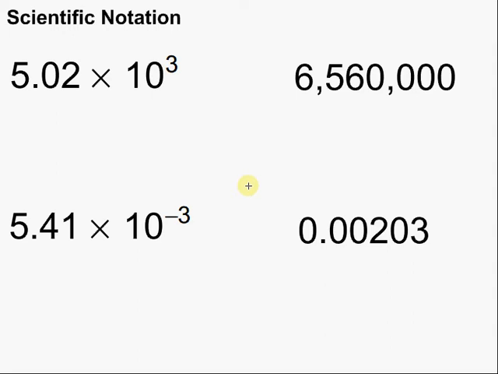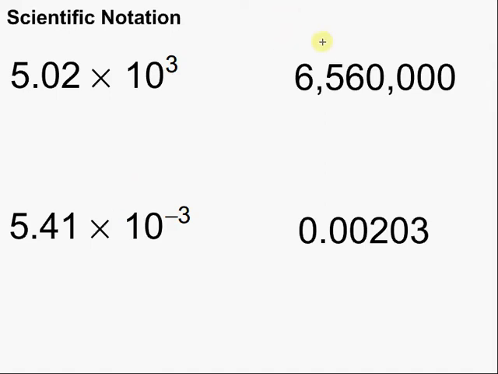Let's take a look at scientific notation. Scientific notation is useful when we have really large numbers or really small numbers. Basically what it does is it saves us from writing all kinds of zeros. So let's take a look at how exactly we put a number into scientific notation and how we get it out.